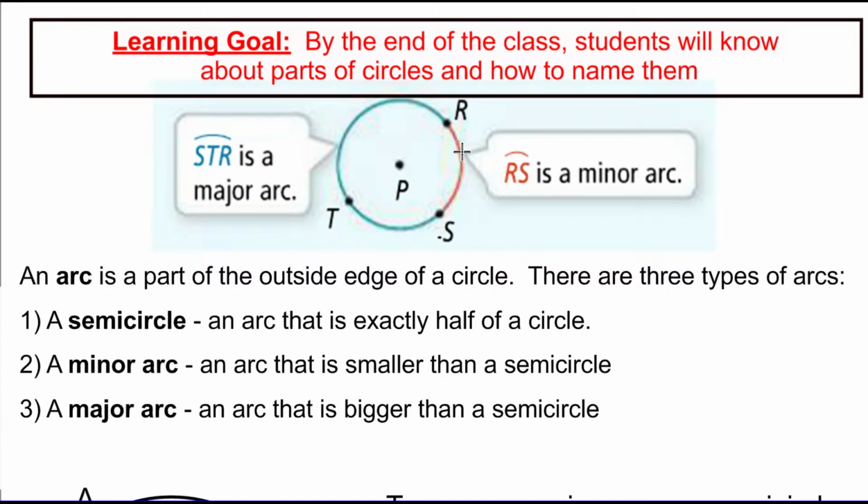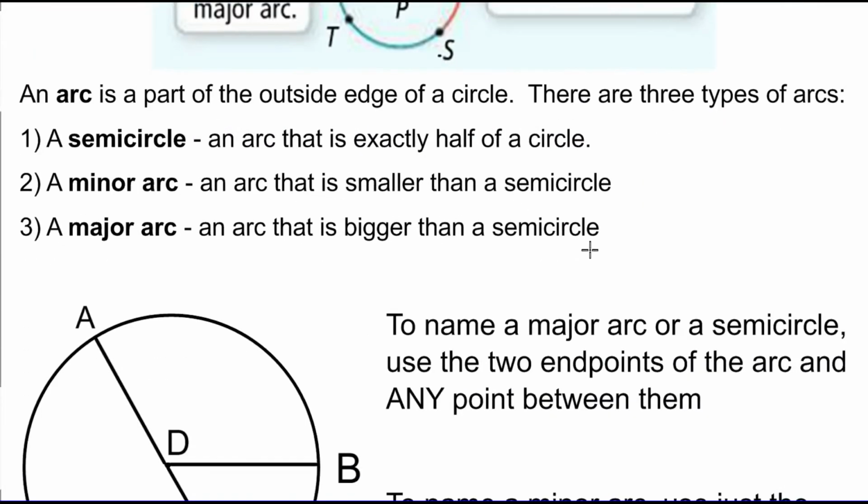Okay, so the other two possibilities are a minor arc and a major arc. A minor arc is just an arc that is smaller than a semicircle. Again, you can take a look here. This little red arc is definitely smaller than half of a circle, so we would call that a minor arc. And if it's larger than half a circle, we will call that a major arc. You can see there's some notation here, and we're going to look at an example with the naming down here.